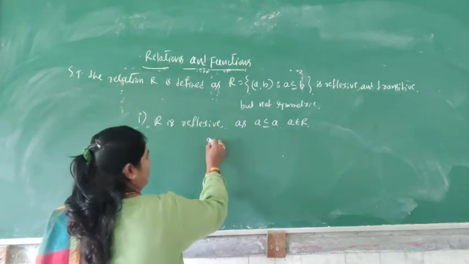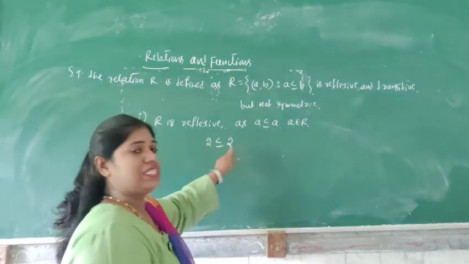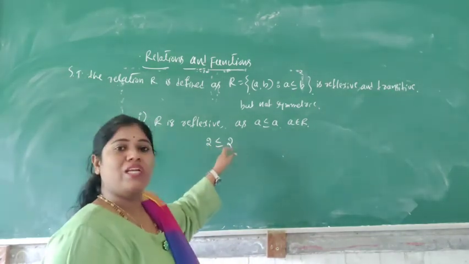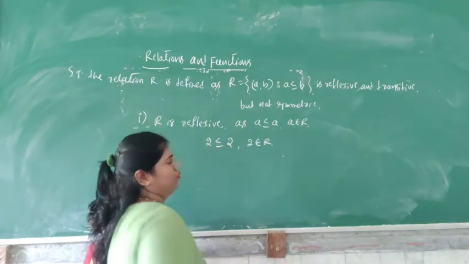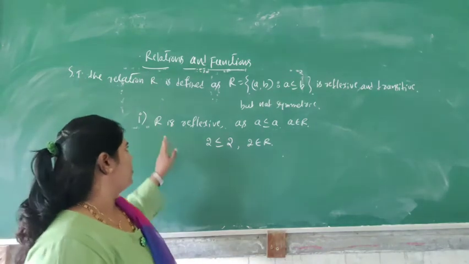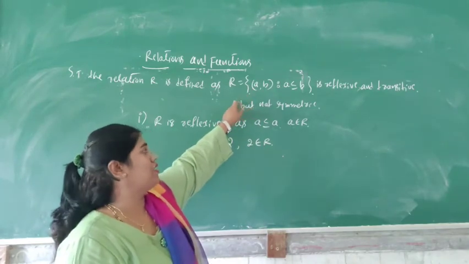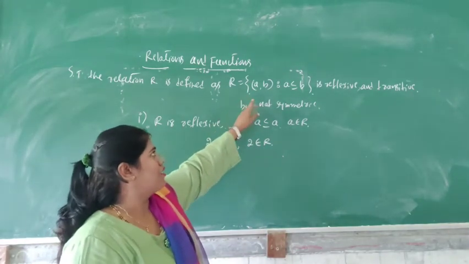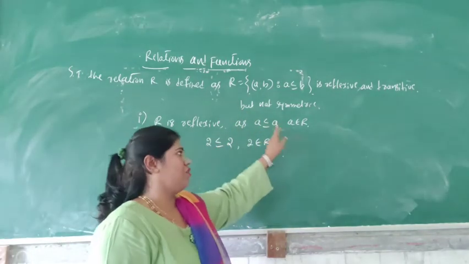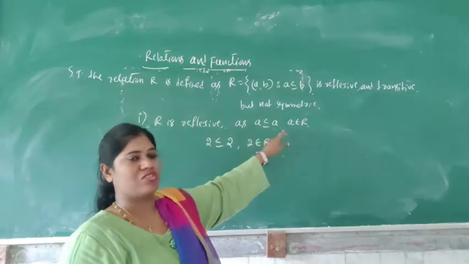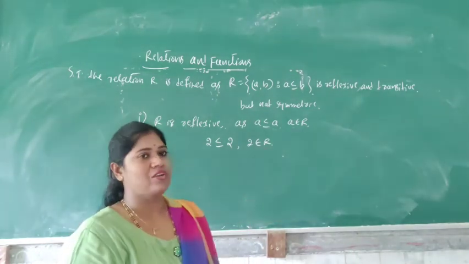So you can give any example. 2 is less than or equal to 2. 2 is related to 2, since 2 equals 2. So (2, 2) belongs to R. Therefore R is reflexive. Because it is there in the set R, that one only we have to take. R = {(a, b) such that a is less than or equal to b}. Here it is a reflexive relation. That is why we are taking a less than or equal to a, a is related to a itself. So 2 equals 2, for all 2 belongs to R.